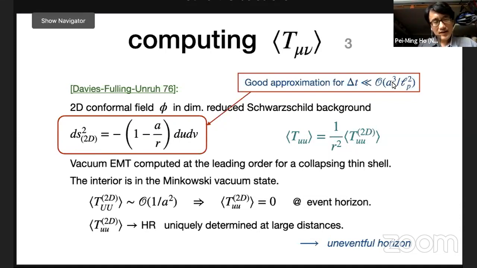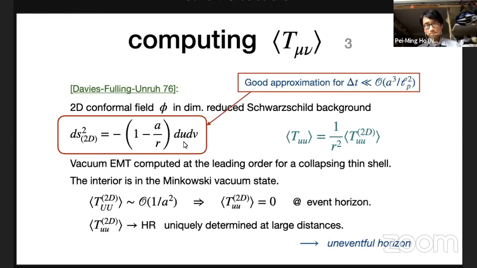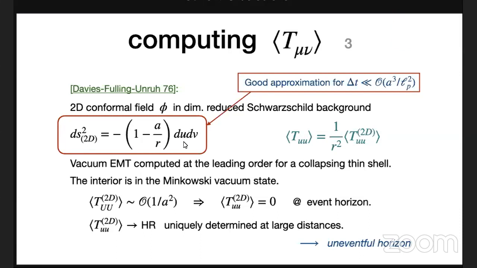So the complete evaporation time is of order a cubed over Planck length squared. So if the period of time is much, much shorter than that, then the black hole has only evaporated, say, 1% of its mass. Then you can use this metric as a good approximation. So you mean compared with this lifetime of the black hole, it would be good. That's right.